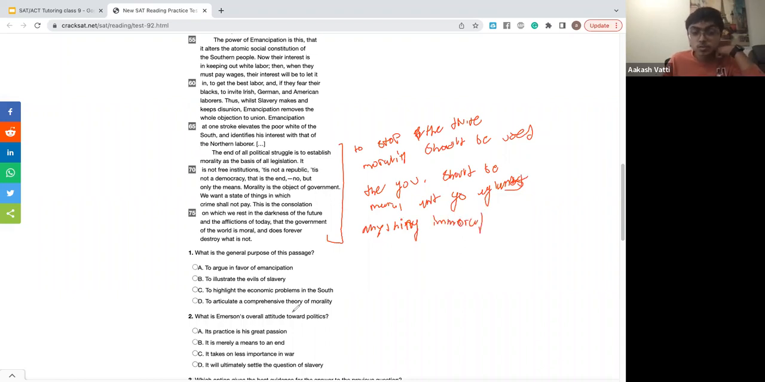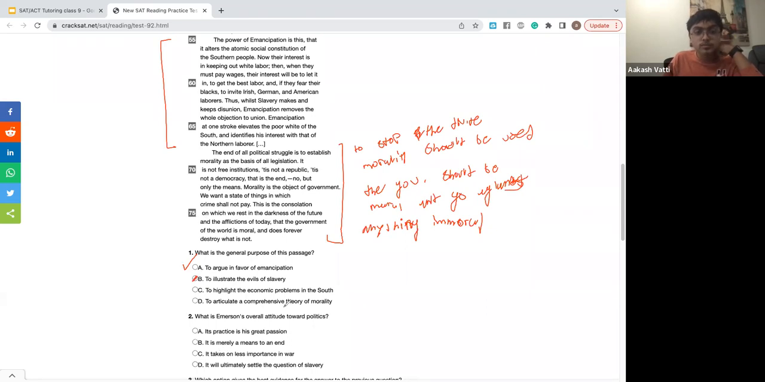All right, so what is the general purpose of this passage? To argue in favor of emancipation. That sounds like a good answer. A couple passages ago, it was like emancipation is good and it's moral. To illustrate the evils of slavery, not really, no. The only times it says anything bad about slavery is in this passage right here, and even then, it just promotes disunity. The rest of the passage is just talking about emancipation. Therefore, B was not the answer.